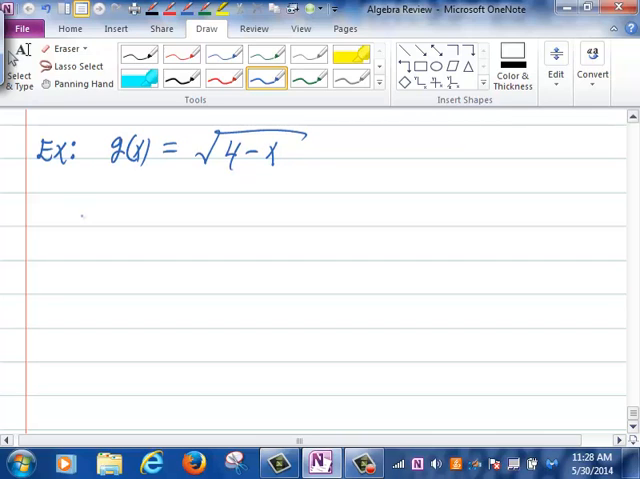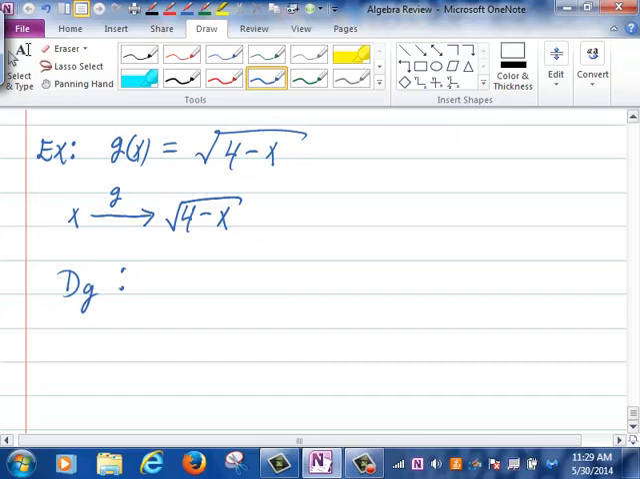Once again, if you have the input x leading us to the output, the root of 4 minus x. And again, how are we getting the output? Well, the function does the following. If you give the function the input x, it is subtracting the input from the 4, and then it's taking the root. And in this case, what's the domain? What's the domain of g?